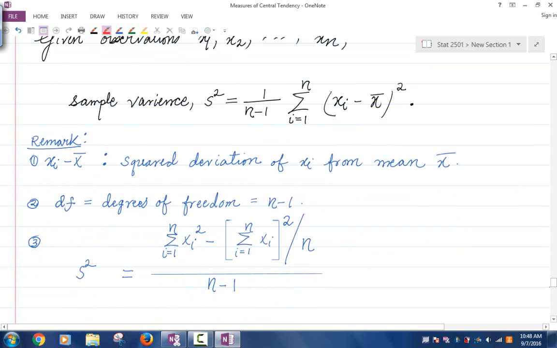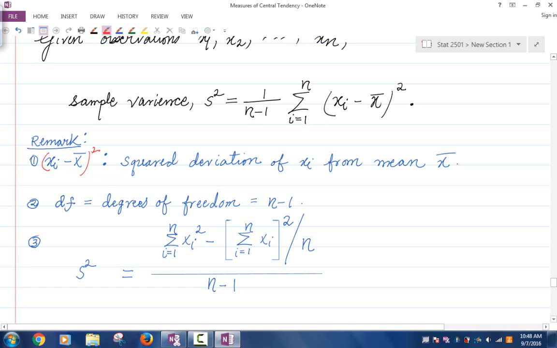So the degrees of freedom, df, will be n-1 here. There are n-1 degrees of freedom among these deviations. I said squared deviation, so I have to put a square around it: squared deviation of xi from the mean.